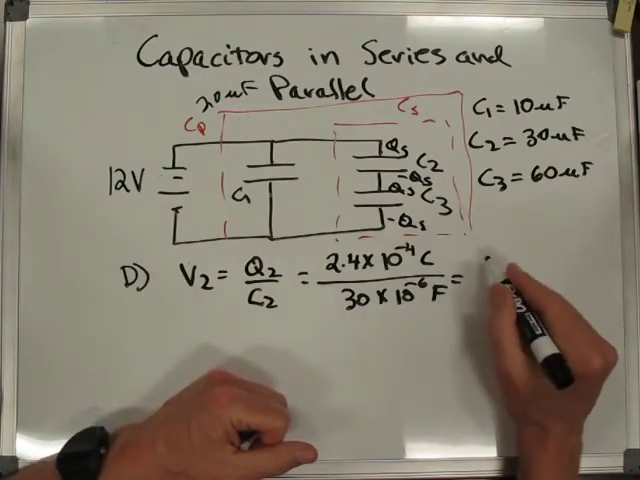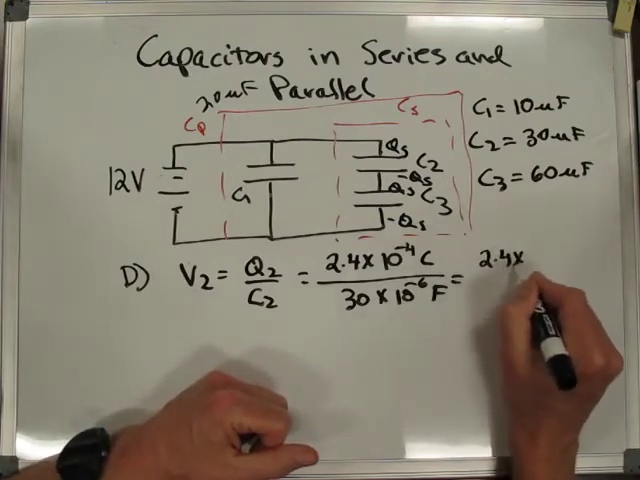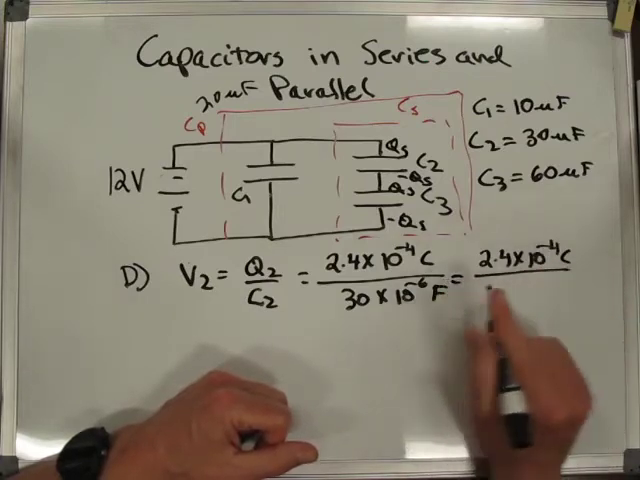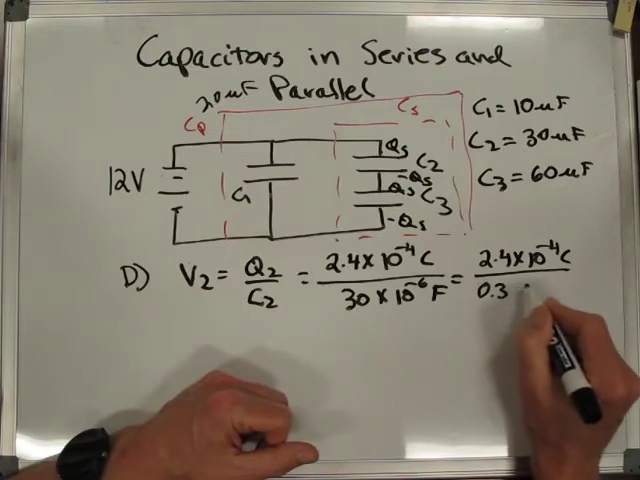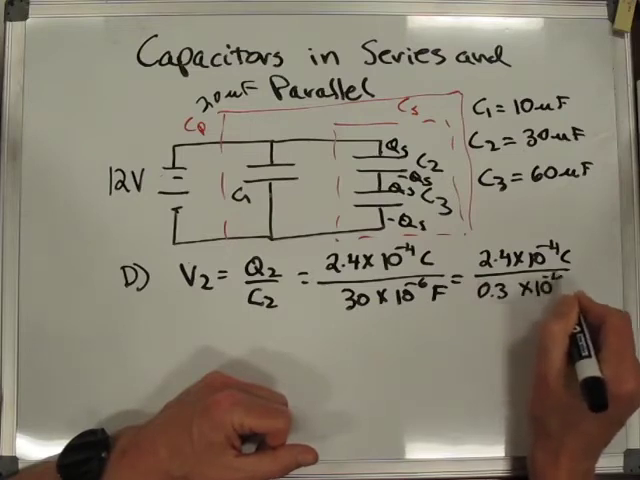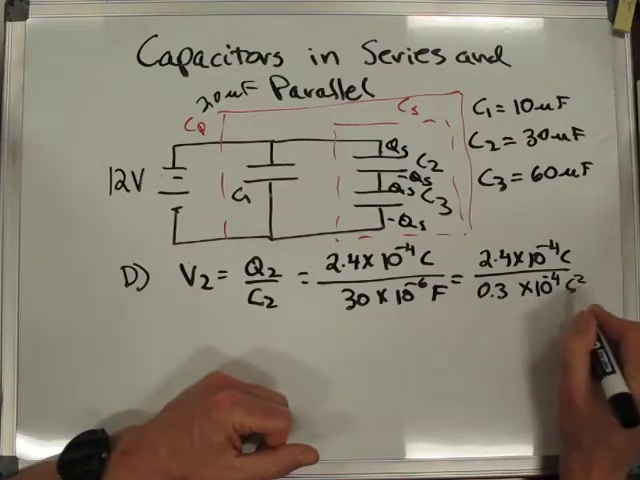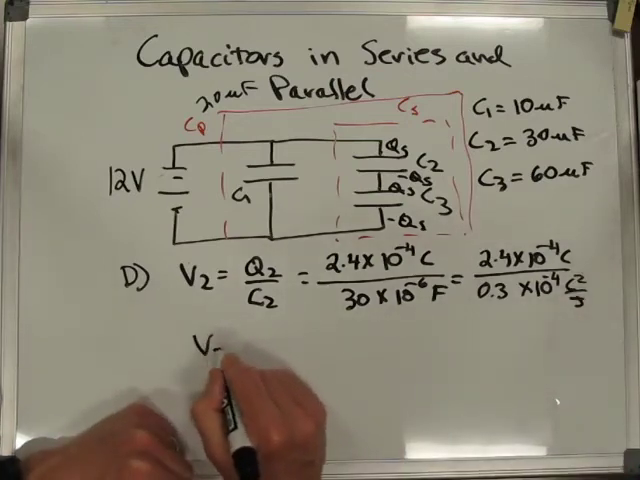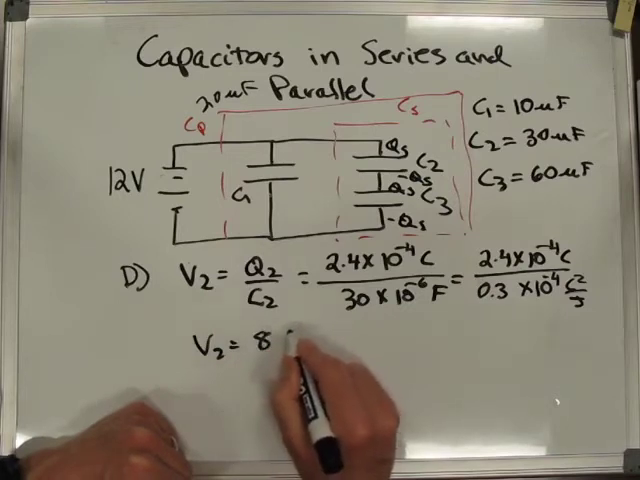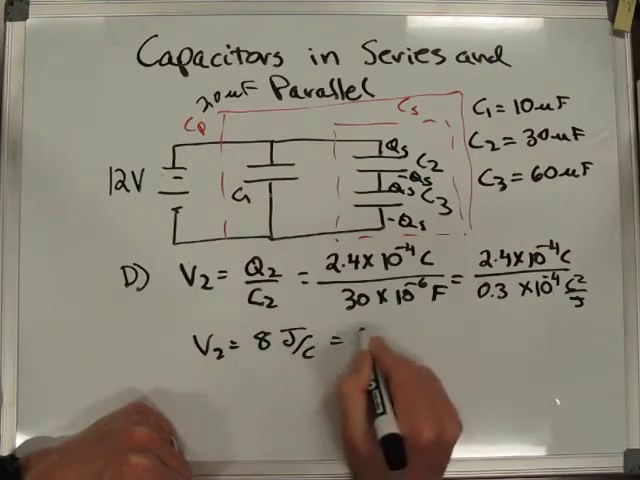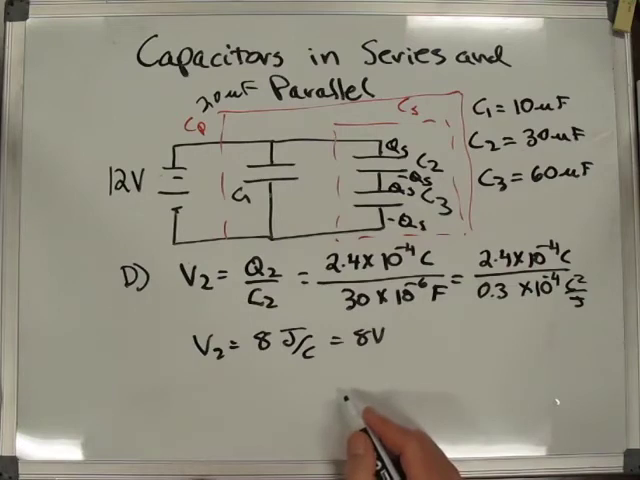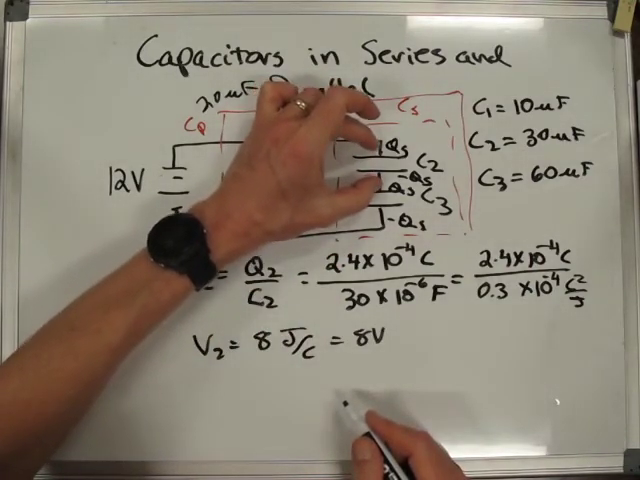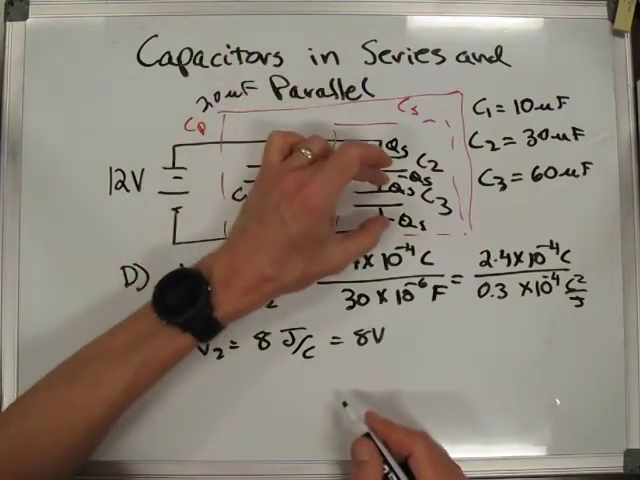Should I do just a little math here? 2.4 times 10 to the minus 4 coulombs over 30 times 10 to the minus 6, which is 0.3 times 10 to the minus 4 coulombs squared per joule. And if I evaluate that, I get V2 is equal to 8 joules per coulomb, which is 8 volts. And so this guy has 8 volts across him, right? And now let's see what this guy has.